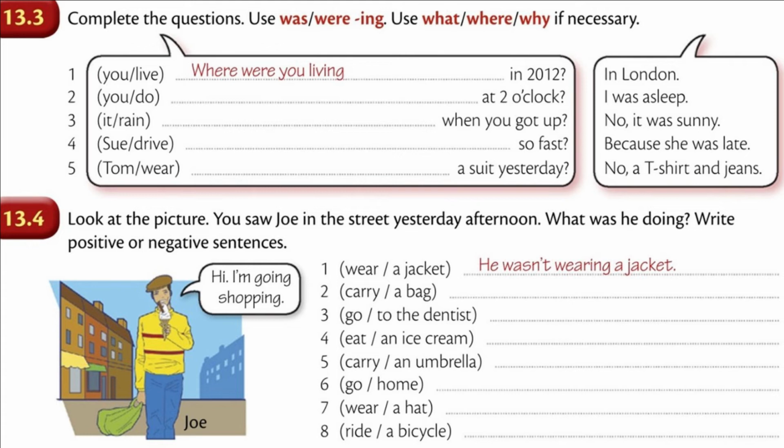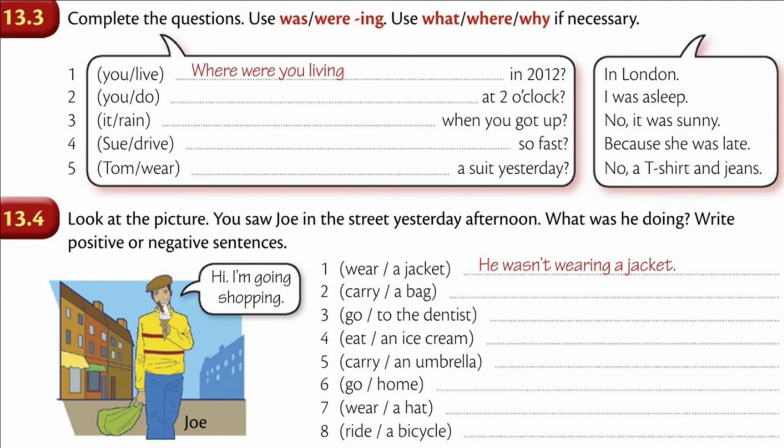Number 4. Why was Sue driving so fast? Because she was late. Number 5. Was Tom wearing a suit yesterday? No, a t-shirt and jeans.